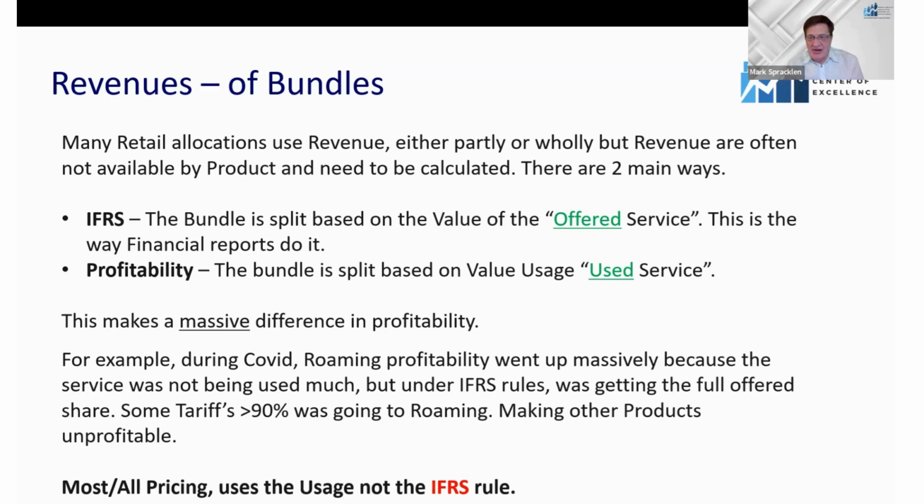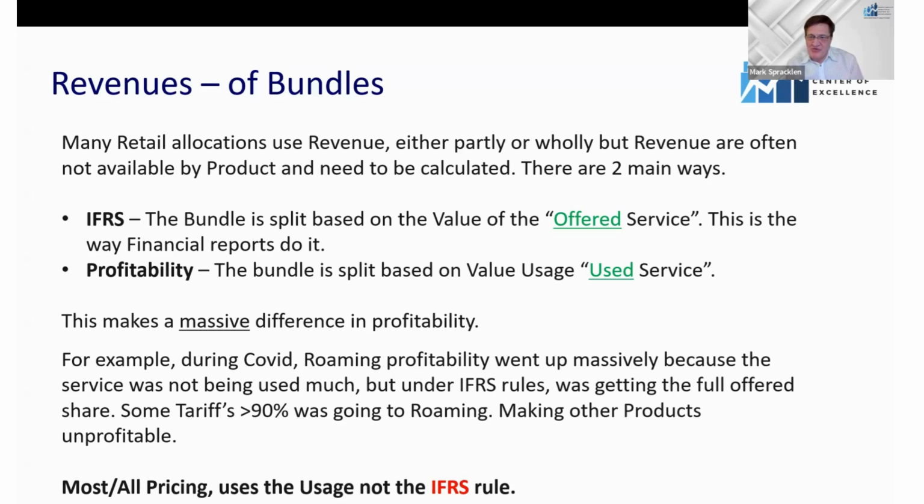So the second way of doing this is based on basically usage. And this is the historical way it's been done in the past before the newer IFRS rules. Now, the issue here is if you just try and take the revenues directly out of your GL from your financial systems, you can get extremely distorted results. And I only came across this accidentally, actually, during COVID.